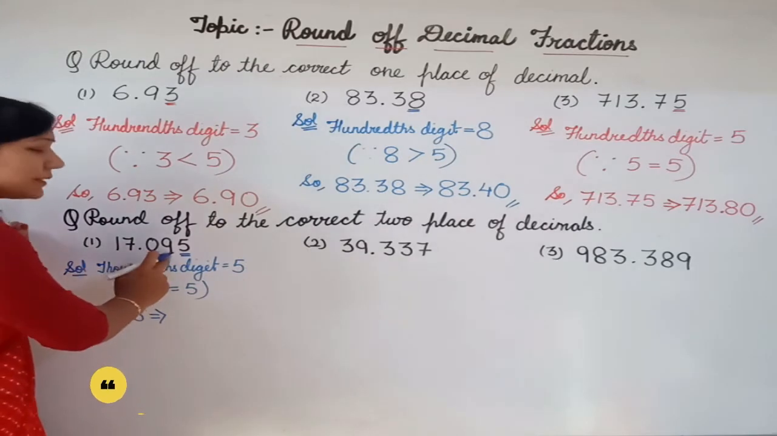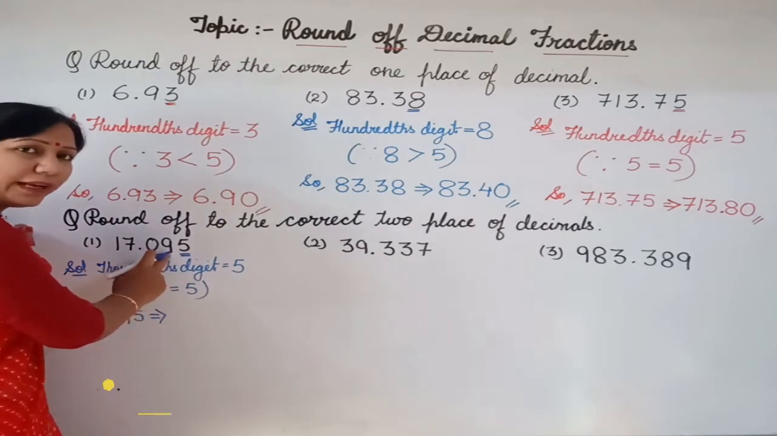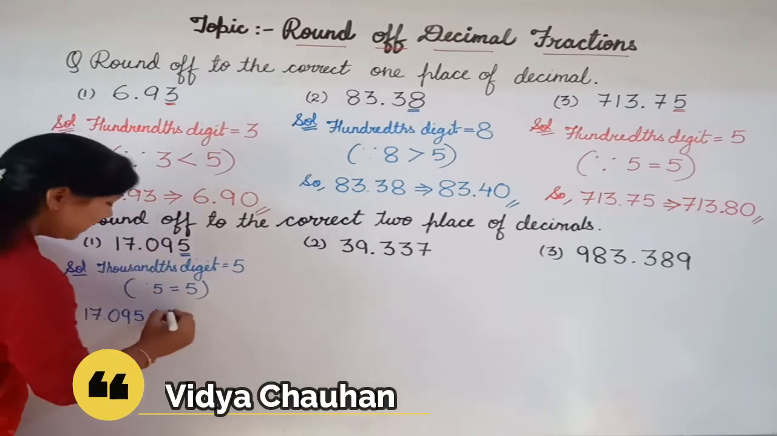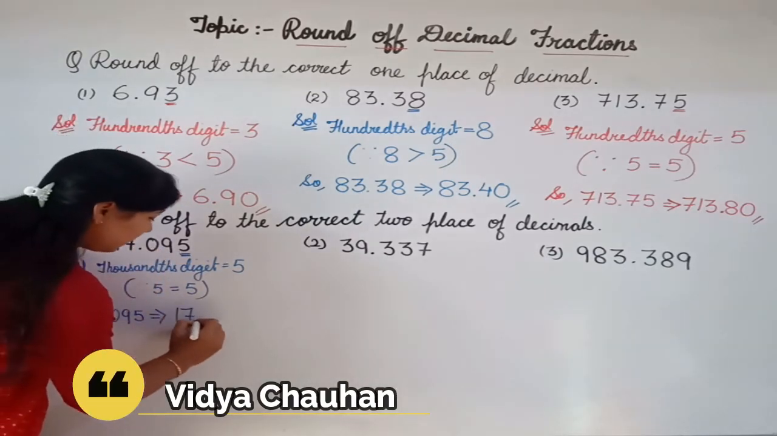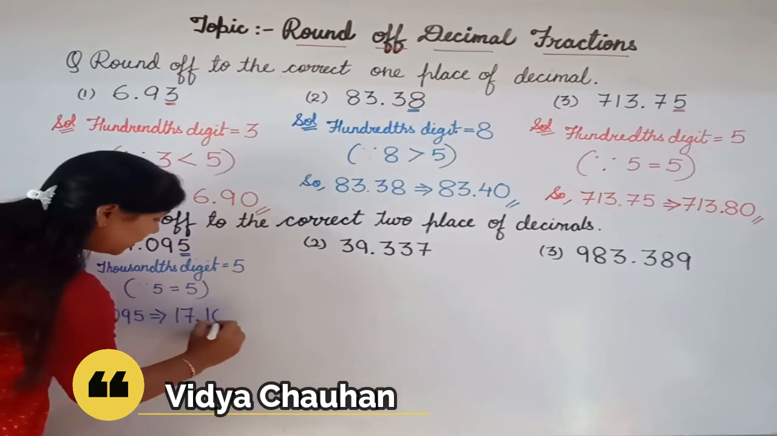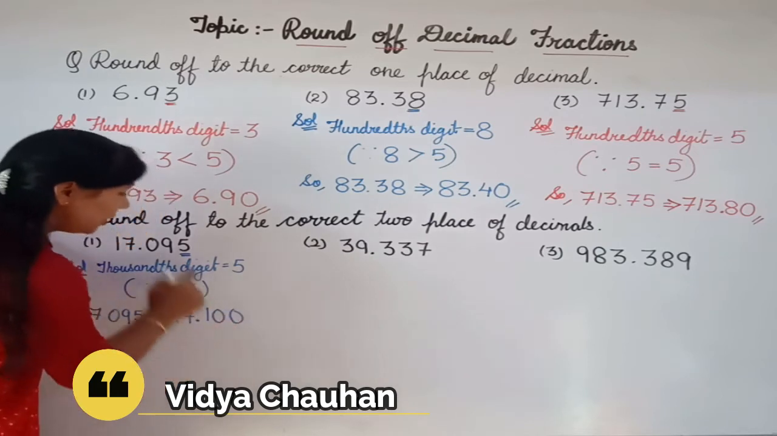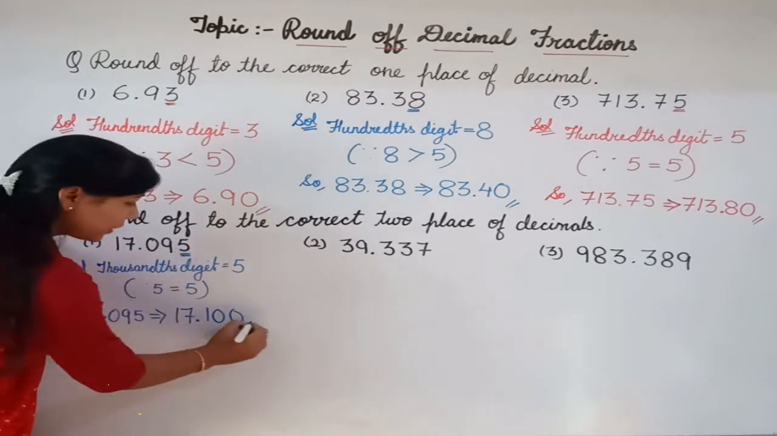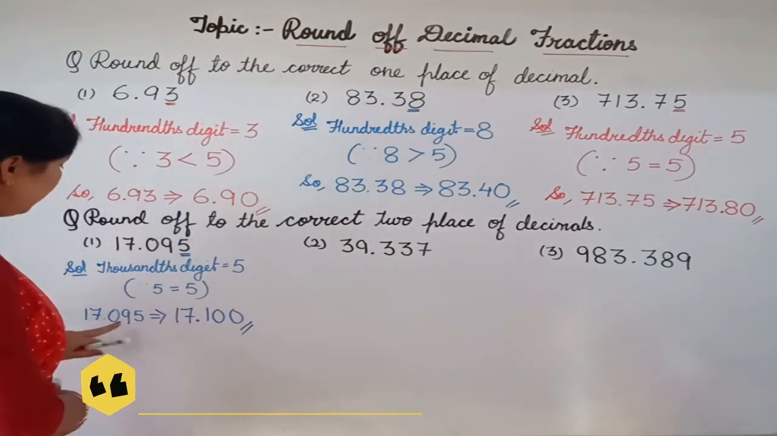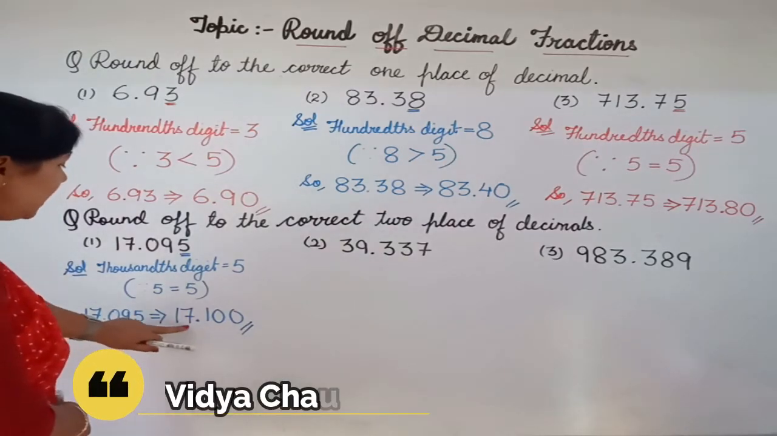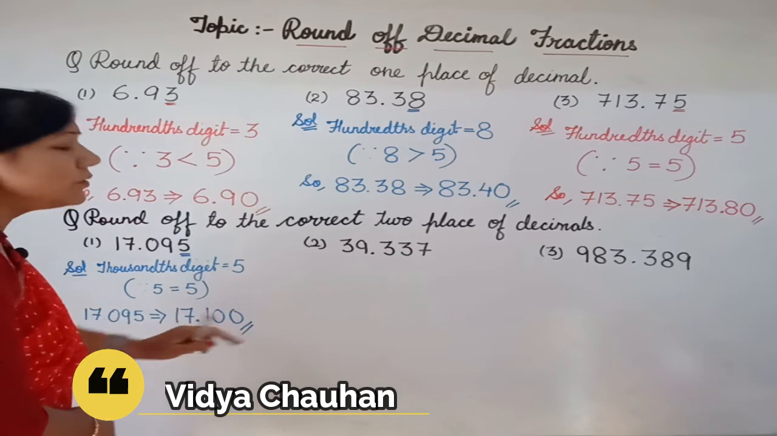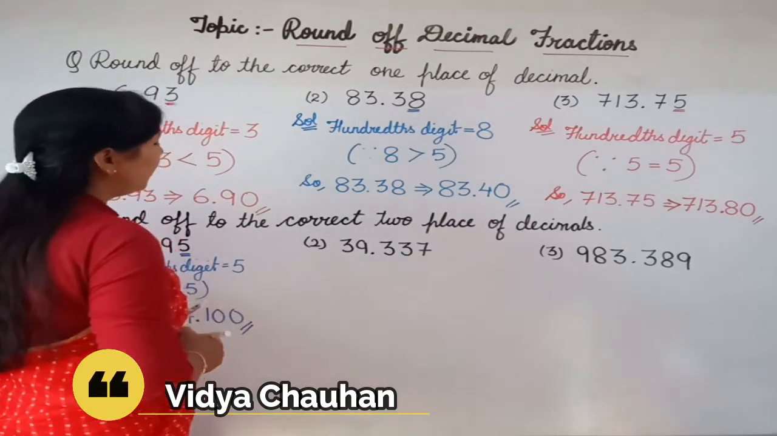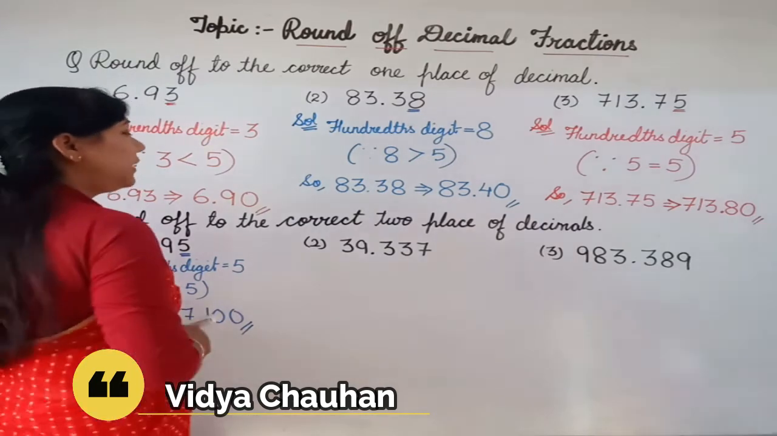If I increase 9 by 1, it will become 10. So 1 will be carried forward and this will be replaced by 0. So the round off is 17.100, where we have replaced 5 by 0. Clear, students? So the round off for 17.095 is 17.100.